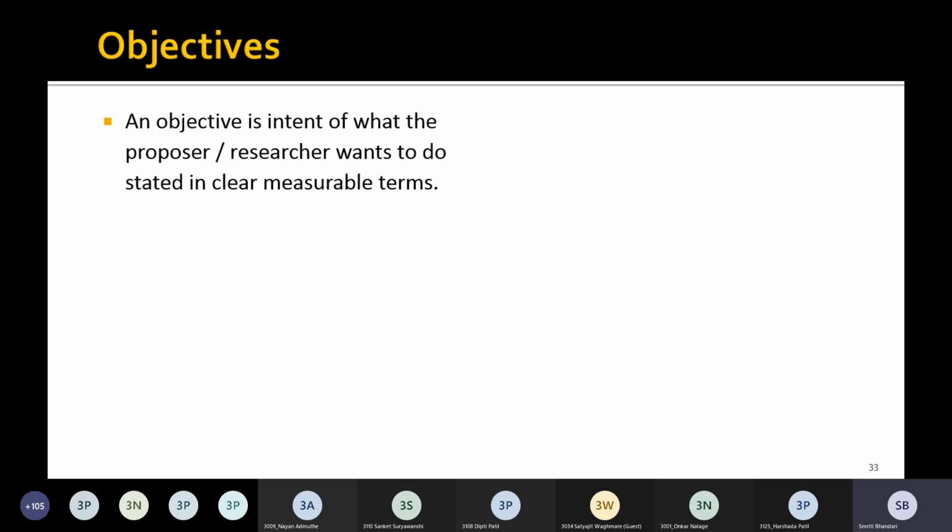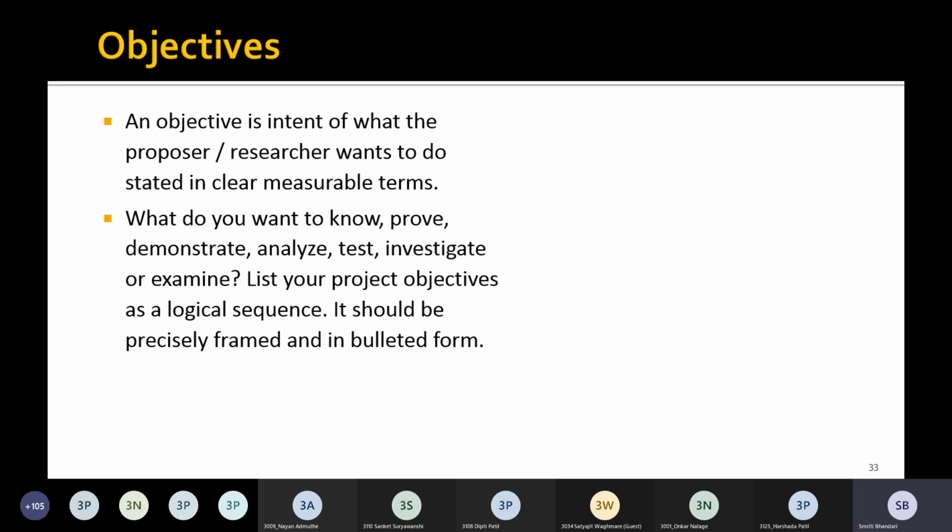I'll give you one example of how to write the objectives. Objectives explain what you want to know, what you would like to prove, demonstrate, analyze, test, investigate, or examine.